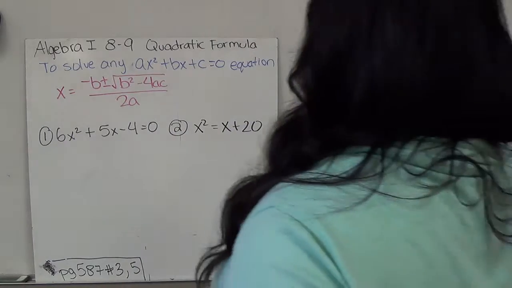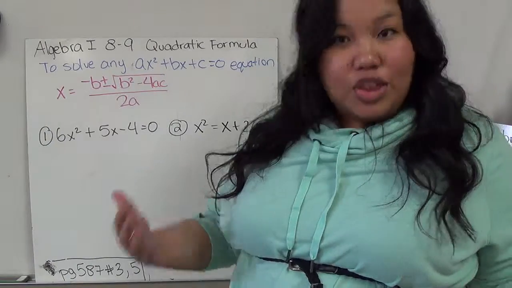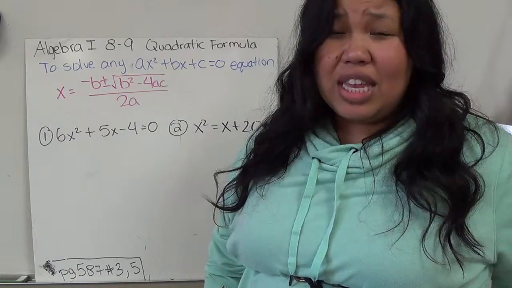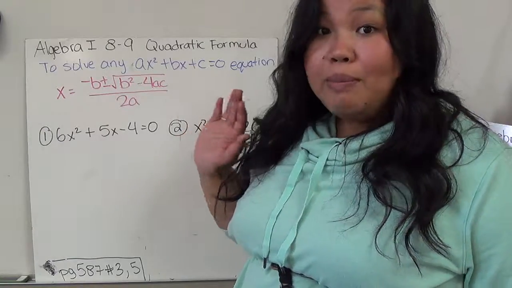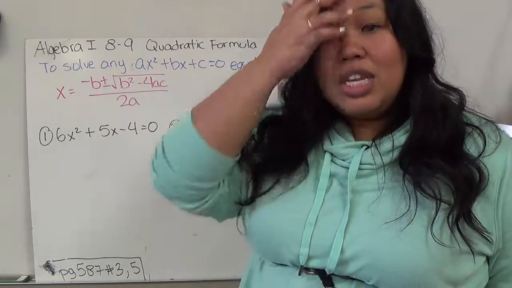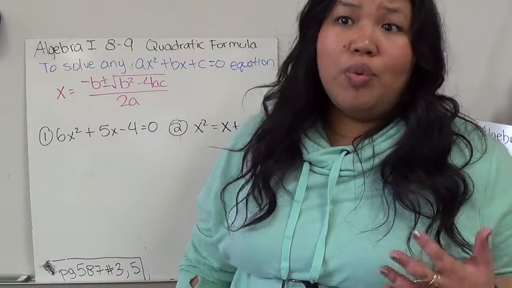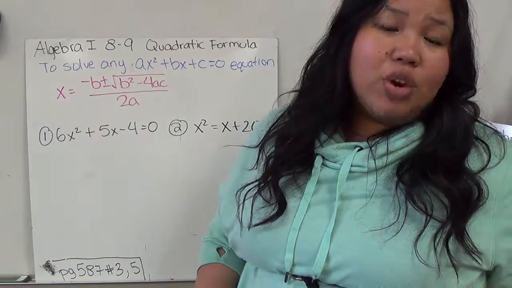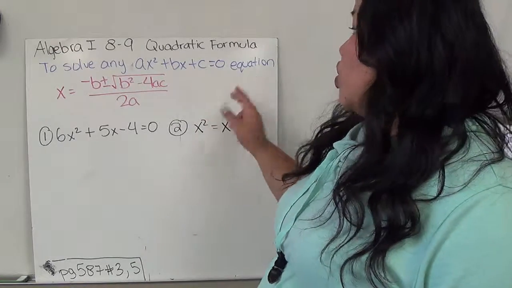In Algebra 1, Section 8-9, we're dealing with another way to solve quadratic equations. But here's the thing: this method is pretty long, but it will solve any quadratic equation. So let's say the guess and check method won't work, the square root method won't work, factoring into two bubbles is not working, and you can't figure it out. Well, if all else fails, you can do the quadratic formula.